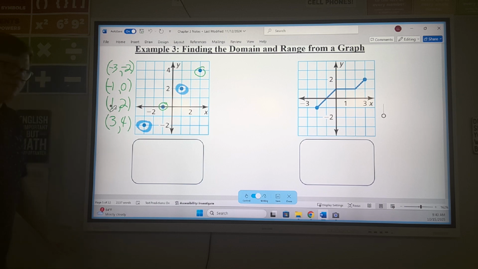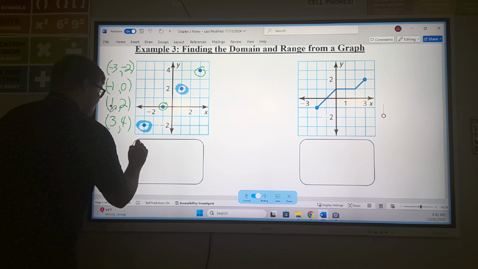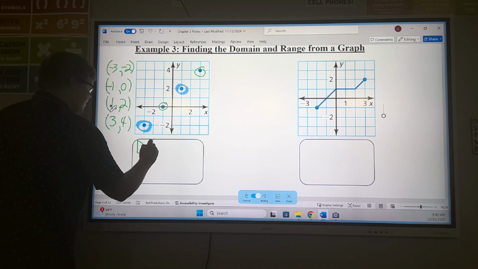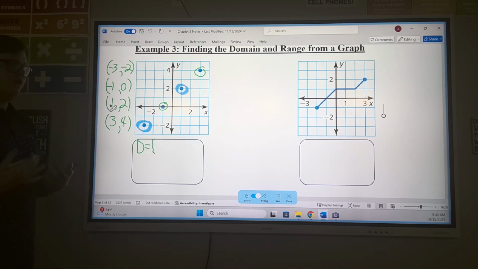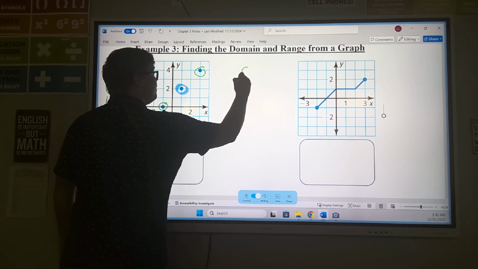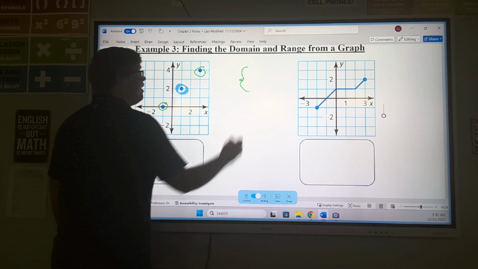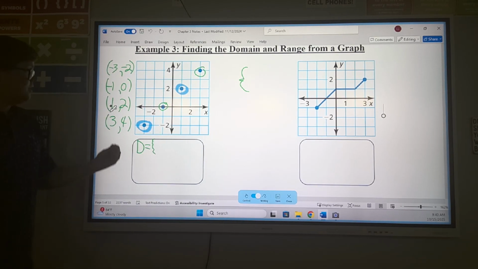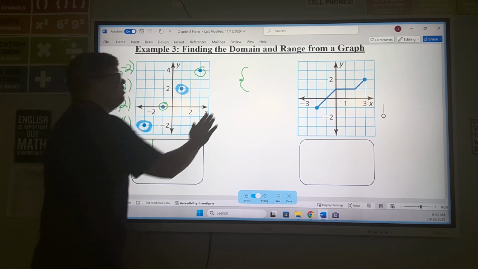We just have to list our domain and range. So we look at our domain. I'm just going to draw a squiggly line, but we have to include, I believe on your keyboard, it would look more like that, because this is a set. So we have to include those squiggly lines.